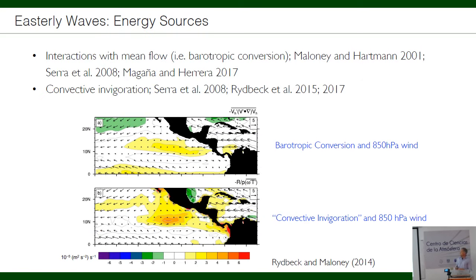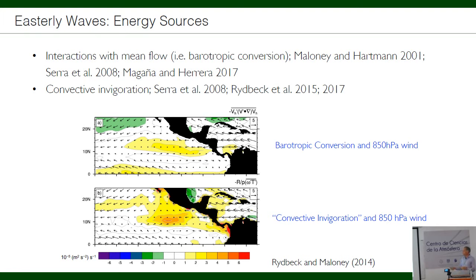All right, I'm not going to go into too much depth on this, but I wanted to broadly talk about the major energy sources for easterly waves. There are two thoughts on this. One major energy source is thought to be interactions with the mean flow. For example, if you have a jet stream, like you do over the Caribbean, associated with the Caribbean low-level jet that then goes into the Eastern Pacific, the easterly waves can draw energy from that jet. So that's one major energy source.